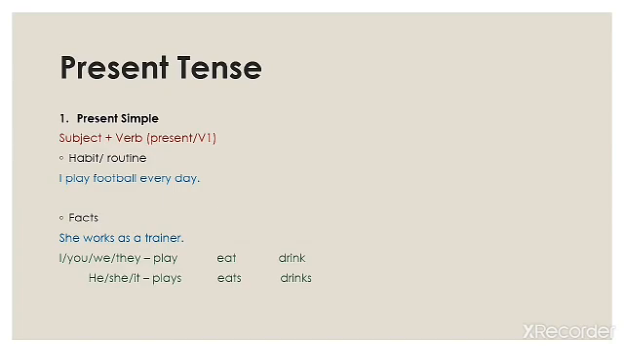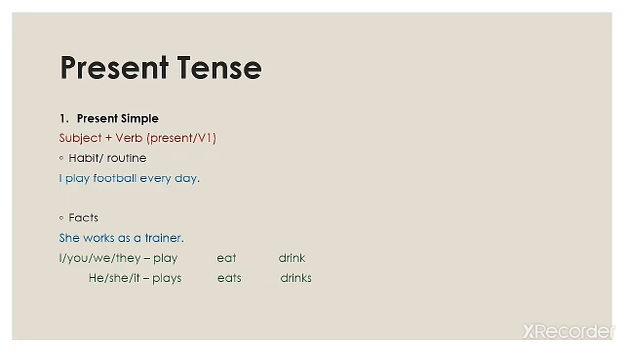So what's the rule for present simple? Yes, subject plus first form of the verb. We use simple present when we talk about habits, routines, facts, universal truths, etc. For example, I play football every day. So this is a routine that he plays football every day.